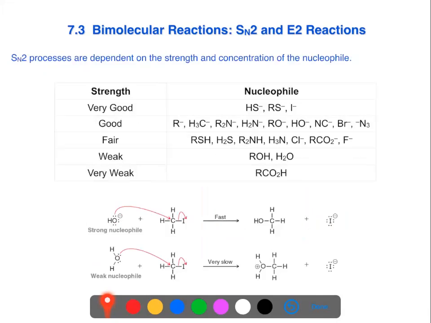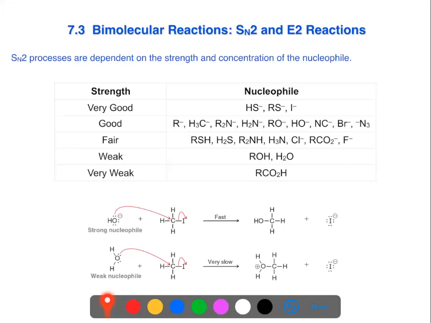So in addition to the nature of the substrate, SN2 substitution reactions are also dependent upon the relative strength and concentration of the nucleophile. And as we showed you in section 6, here is a table listing the various nucleophiles that we commonly use in substitution reactions. And what I've done is I've tried to rank them from the very good to the weakest.